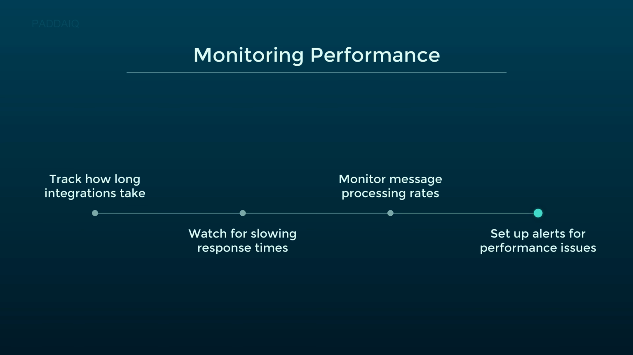Set up alerts for performance issues. This means configuring automatic notifications when system metrics like response time or memory usage cross critical thresholds. For example, if an application's response time exceeds 5 seconds, an alert immediately notifies your team. Proactively managing these alerts helps maintain optimal system performance and prevents downtime.